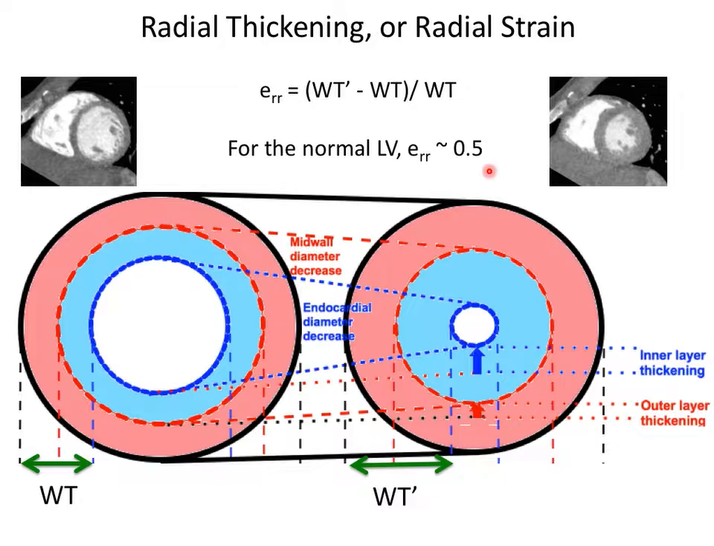That actually is a harder thing to measure than longitudinal. And the reason it's hard to measure is, even though it looks pretty obvious here where the endocardium and epicardium is, oftentimes it isn't that obvious.